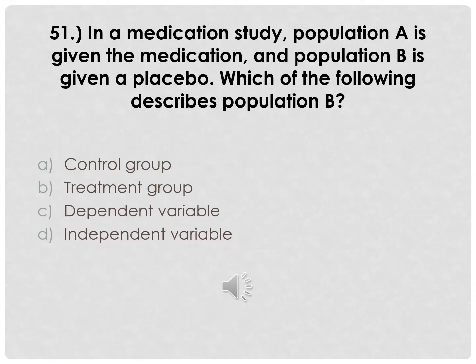In a medication study, population A is given the medication and population B is given a placebo. Which of the following describes population B? The correct answer is A, the control group, because there is no change happening to population B.